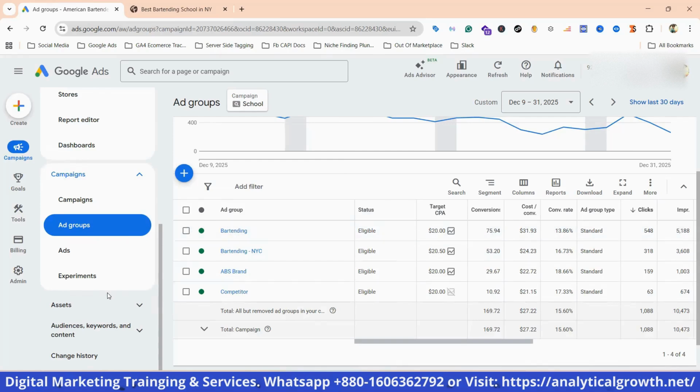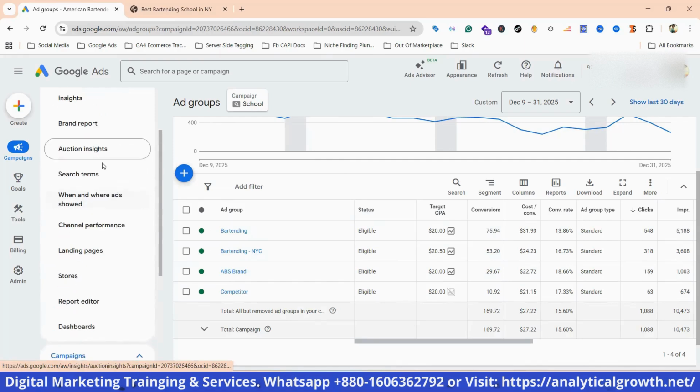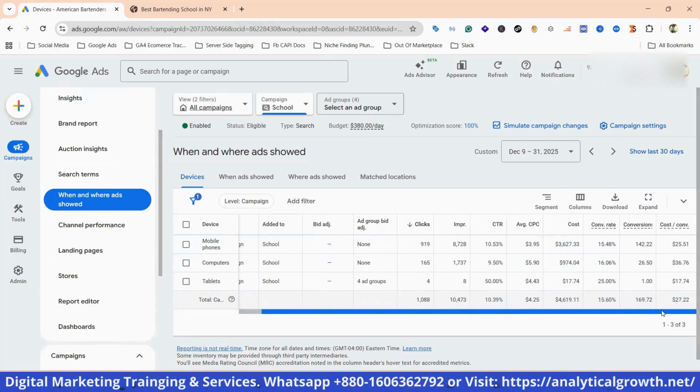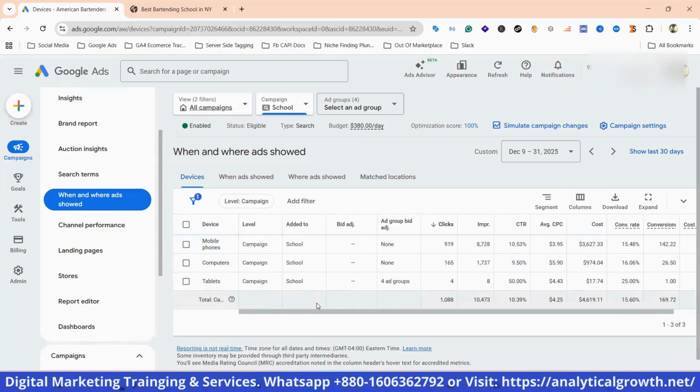Then I checked the device adjustment. I checked the device adjustment every week, and as I told you, most of the users are from mobile devices. If mobile devices are performing well, like getting more conversions and the cost per conversion is lower, then I increased the bid adjustment for mobile devices. And if computers and tablets are not performing well, then I decreased the bid adjustment. Okay, perfect.